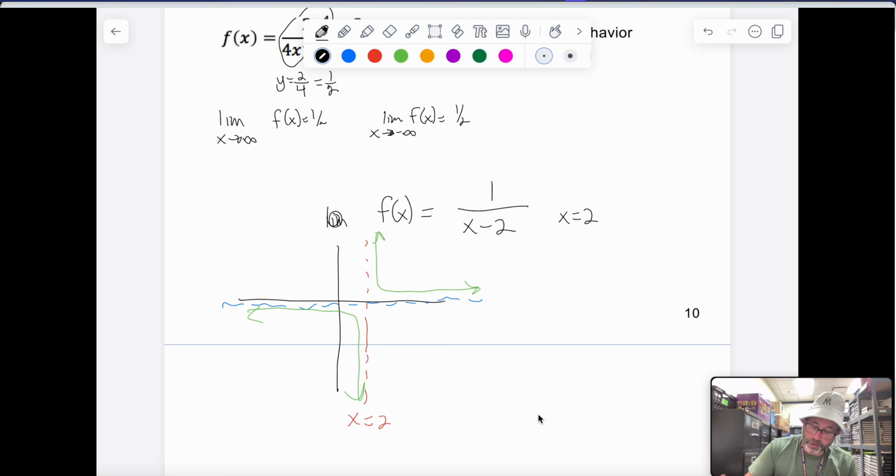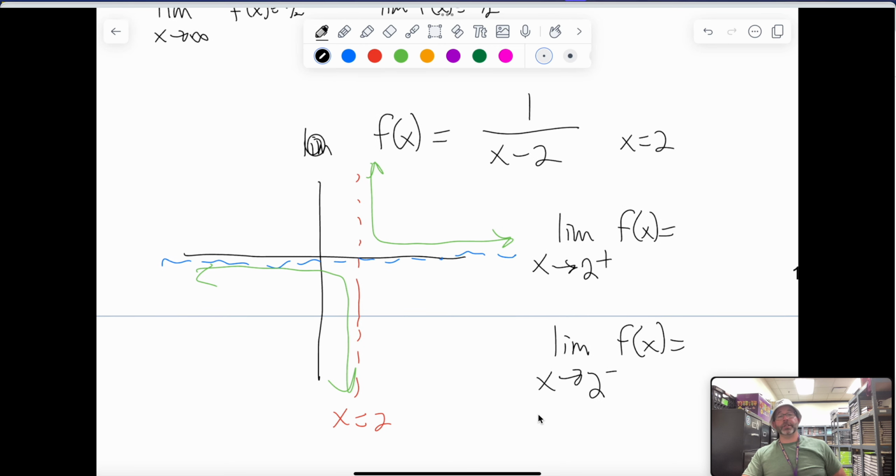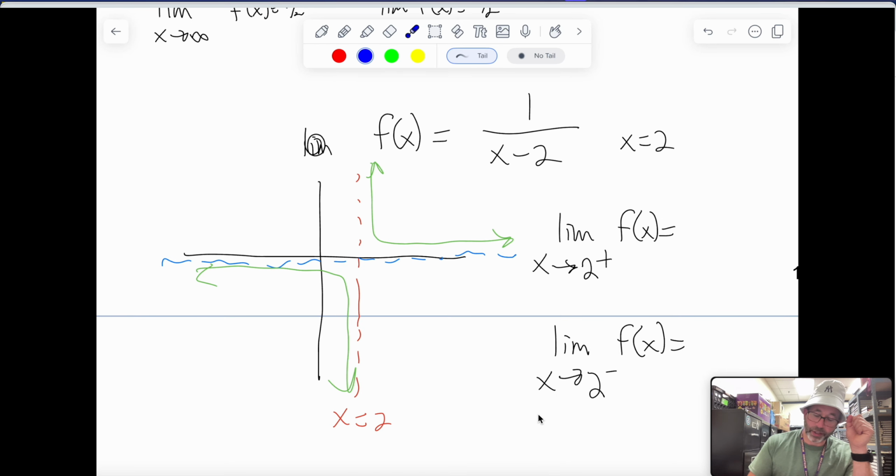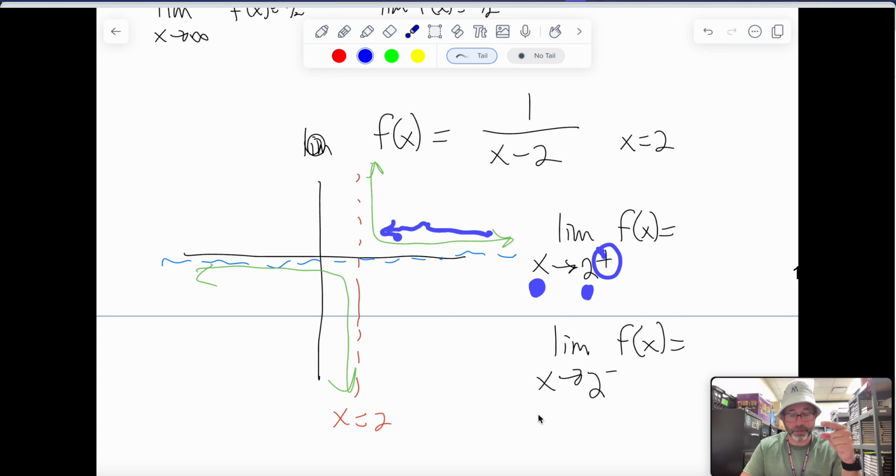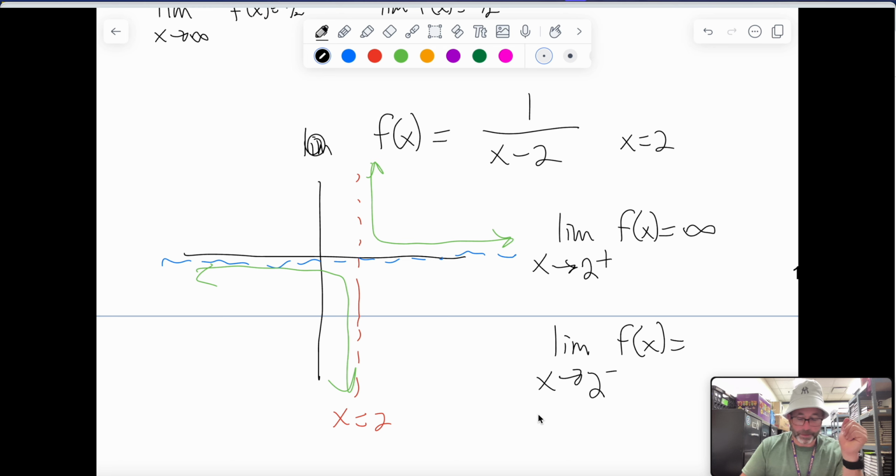Okay, so here's a new notation for you. Ready? The limit as x approaches 2 plus, and the limit as x approaches 2 minus. Now this is the new notation. This notation says that as my x approaches 2 from the positive side, meaning it comes from the right, what's happening to my graph is going up. So as it approaches 2 from the right, it's going up. That means my graph is going to approach infinity.